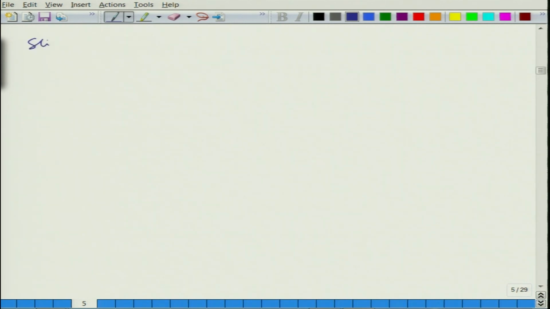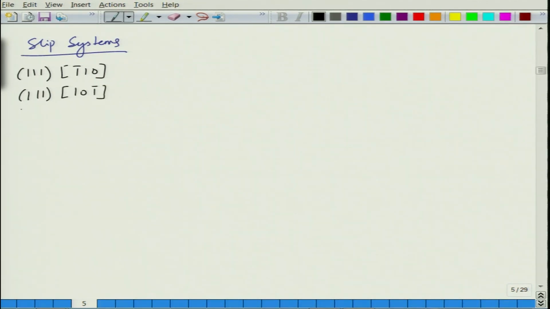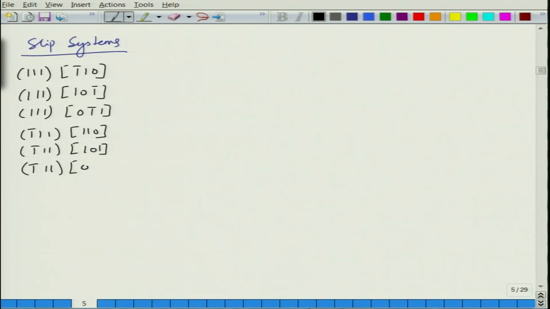So let us write down the slip systems for FCC. Slip systems for FCC can be written as, let us say the first one is (111) with [1 bar 1 0], the second one is (111) with [10 bar 1], the third one is (111) with [0 bar 1 1], the fourth plane is (bar 111) with [110], (bar 111) with [101], and (bar 111) with [01 bar 1].